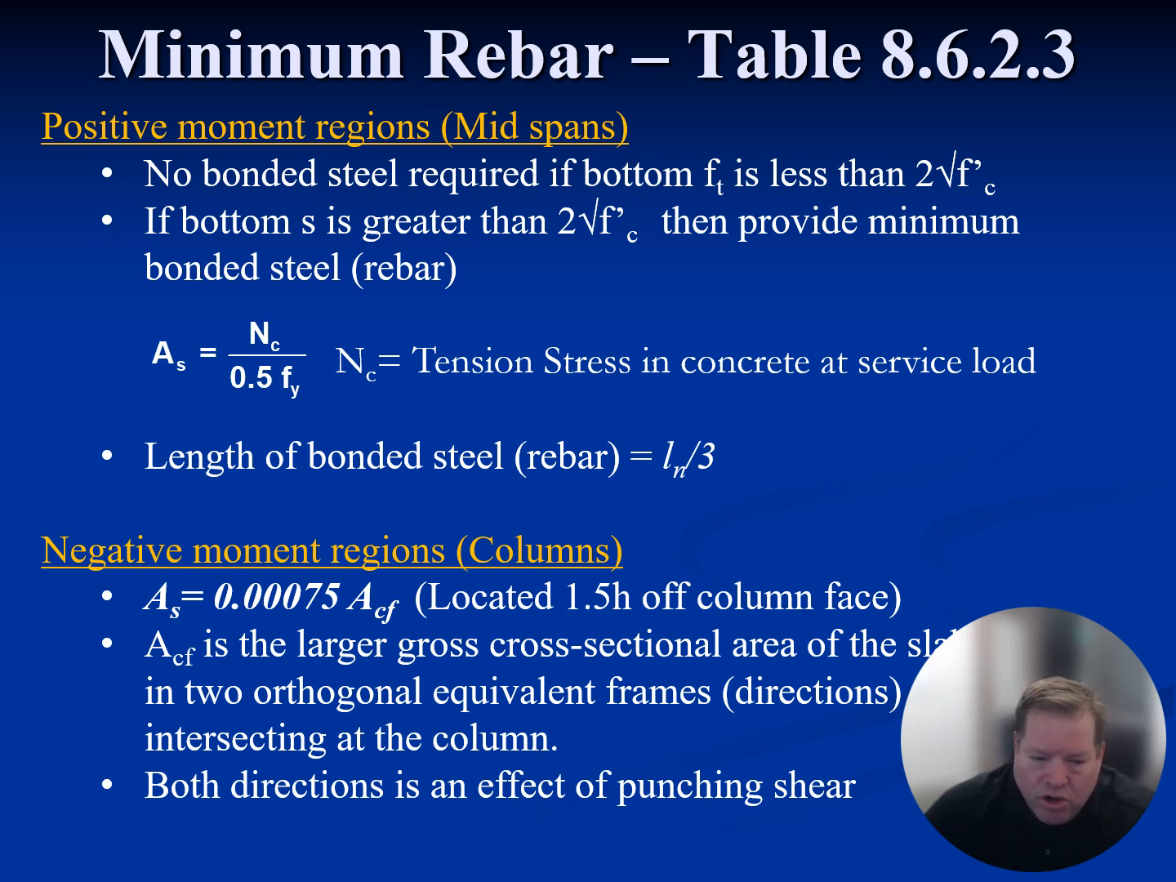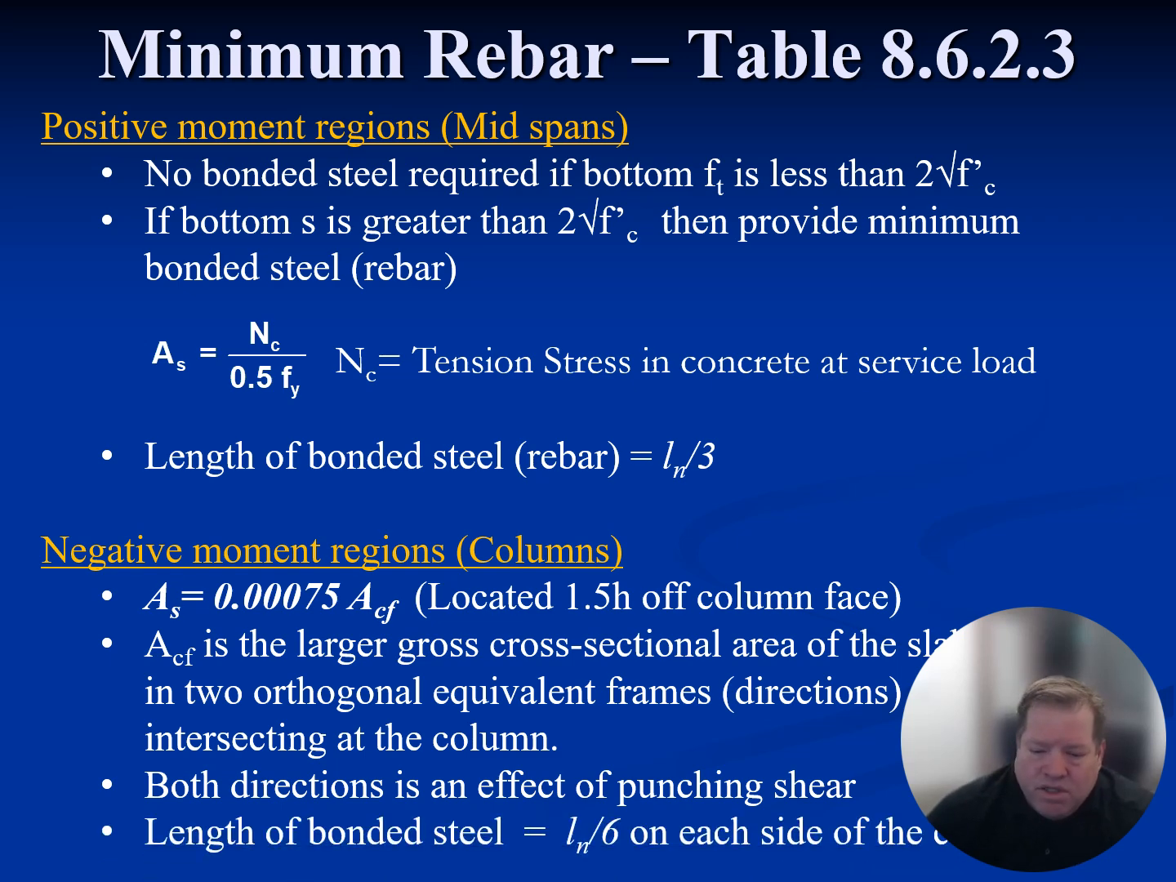So when you determine this equation, 0.00075 multiplied by ACF, ACF is the gross cross-section in both directions of that span. So even if you're designing in the north-south direction, you're going to take the east-west ACF and the north-south ACF. Whichever one is larger, that's the governing value. Because again, you're designing for punching, and punching is a global thing, rather than just in the direction of analysis or design.